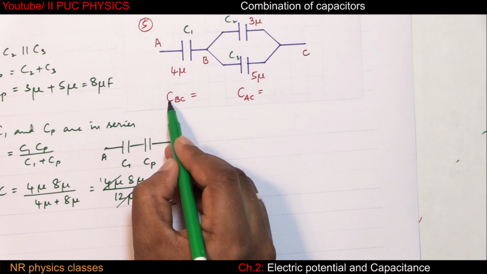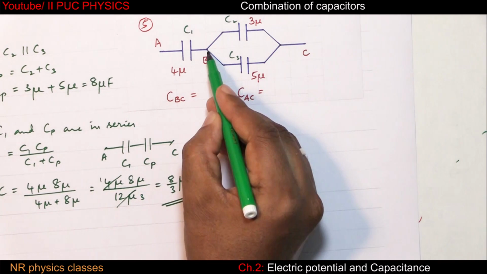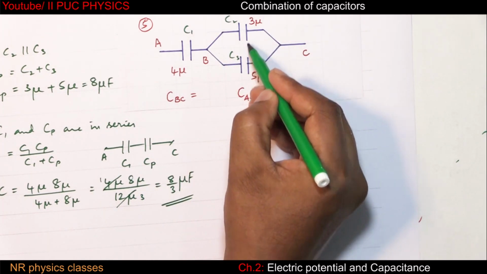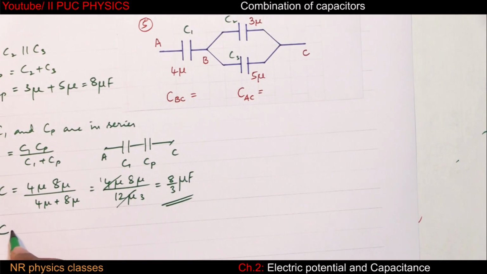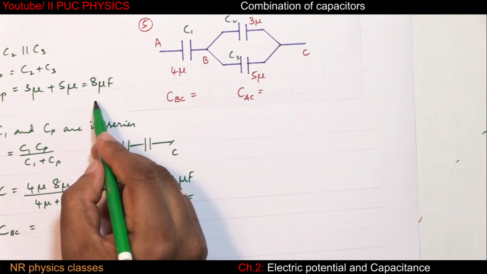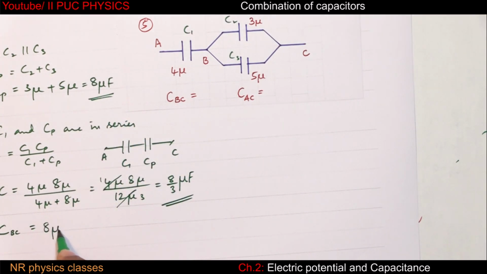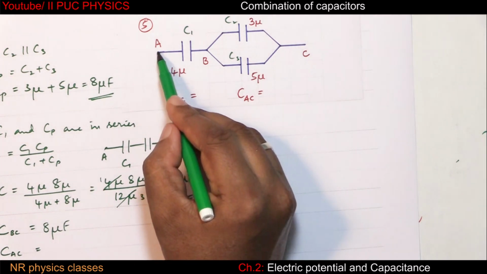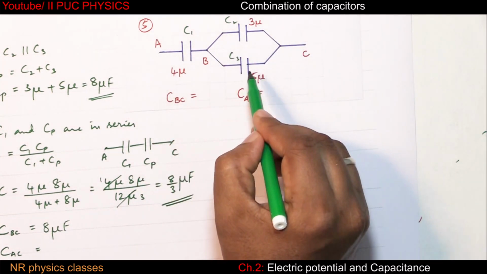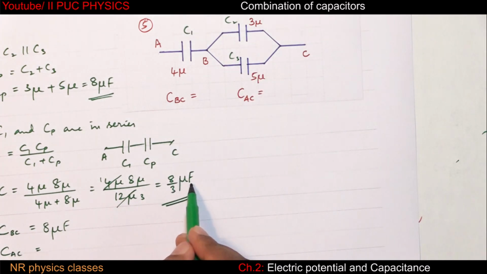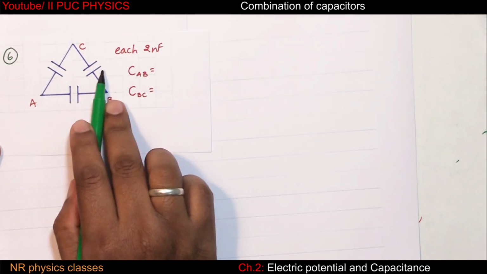Now observe, we want between B and C. Between B and C, these two are in parallel. Therefore CBC, between B and C, these two are in parallel, means it is 8 microfarad. CAC, between A and C, so we have to consider all the three. For all the three, 8 by 3 microfarad is the answer. It's a triangle with 3 capacitors.